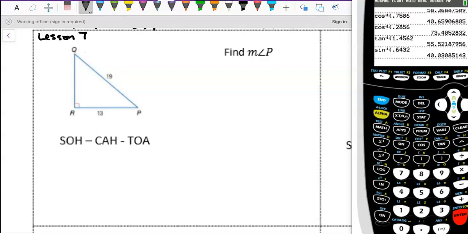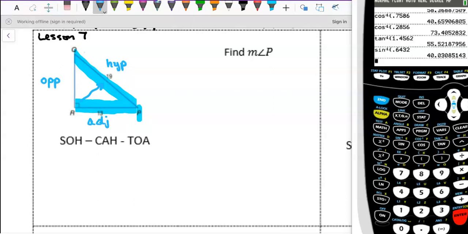Welcome back to Lesson 7 on finding the missing angle. For this one, they've given us the triangle and we need to decide how to find the angle. They want us to find the measure of angle P, which is this angle here. To do that, we need to first label our triangle. The hypotenuse is always straight across from the right angle. The adjacent is the side of our angle, and the opposite is straight across from our angle.